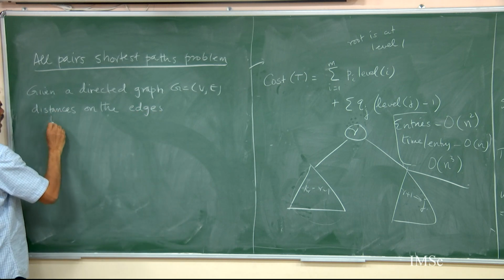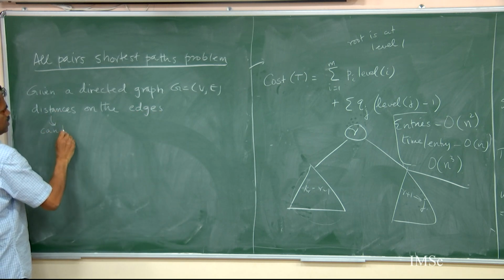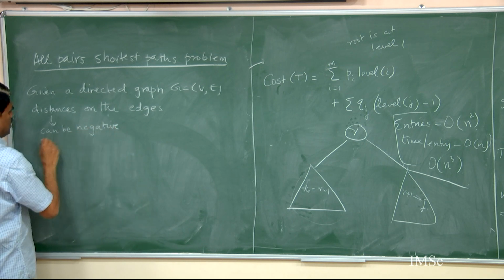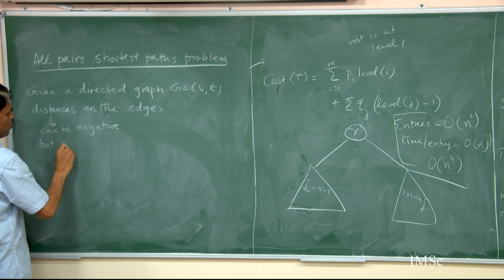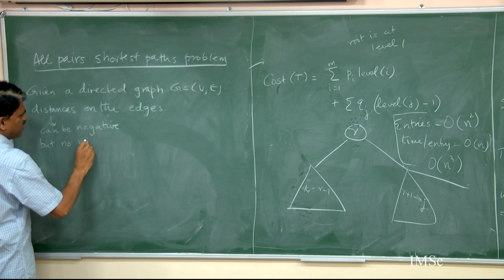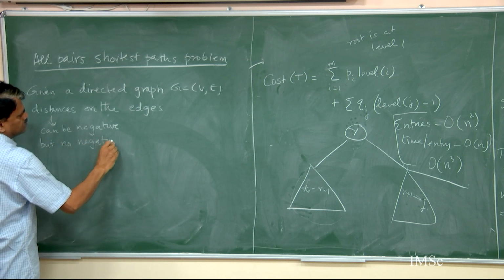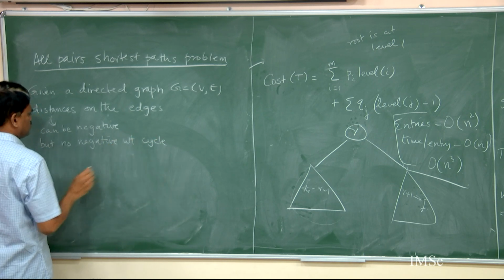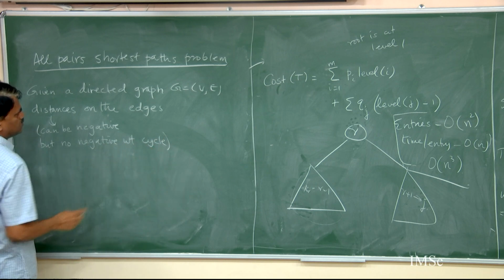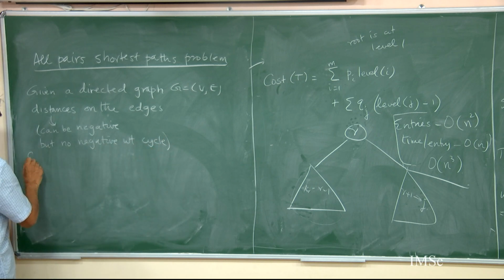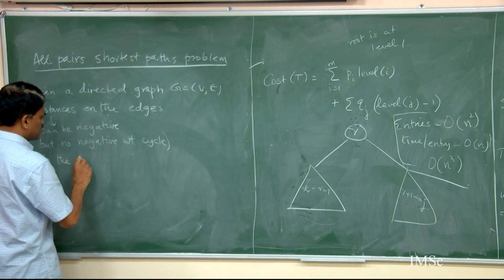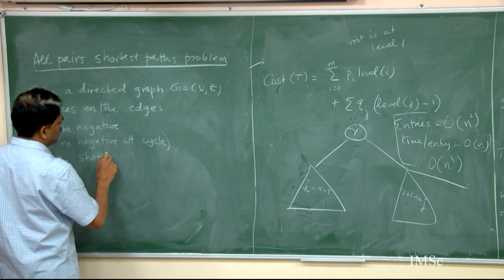These distances can be negative, but no negative weight cycle. And what do we want to find? Find the shortest path between every pair of vertices.